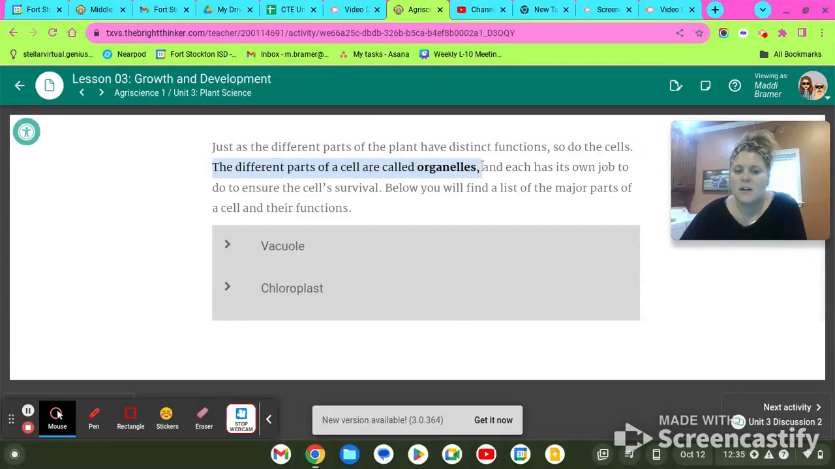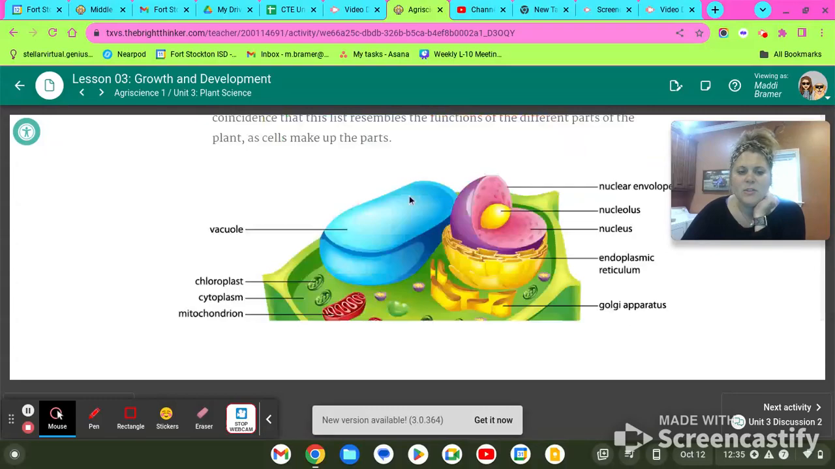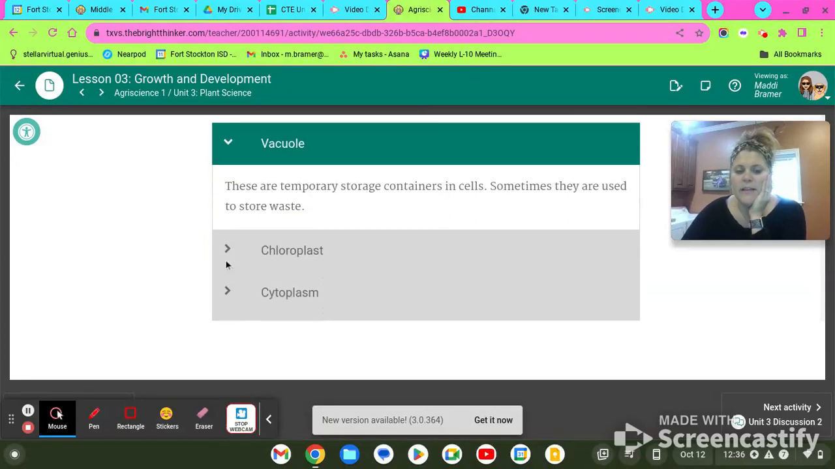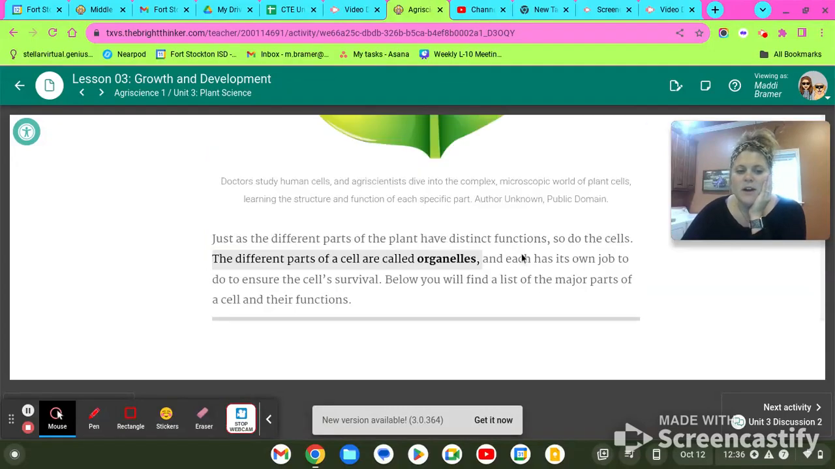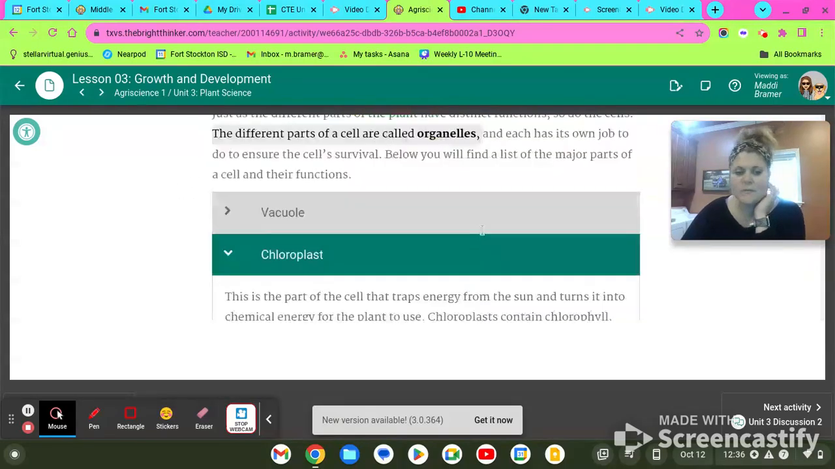Different parts of a cell are called organelles. So each one of these, like a vacuole, chloroplast, that's all an organelle. Each has its own job to do to ensure the cell's survival. So the vacuole, which is this big, large water part, is a temporary storage container. They store waste sometimes.